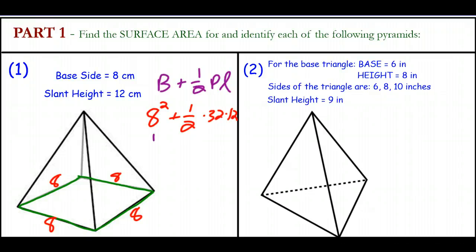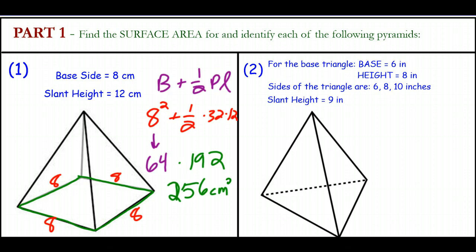8 squared is 64. 1/2 of 12 is 6, and 6 times 32 is 192. 192 plus 64 is 256 square centimeters. 256 square centimeters is the surface area for the square pyramid.